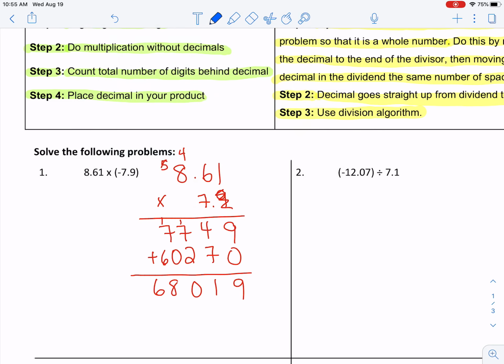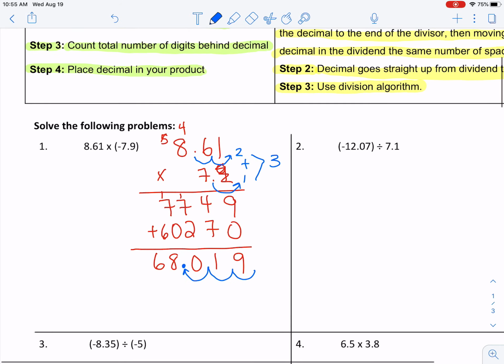Now I'm going to use a different color to represent how I'm going to place my decimal point. Step number 3, we need to count the total number of digits behind the decimal, which is to the right. That's 2 places right there. That's 1 place right there. Add those 2 numbers up, and we have 3 places. Now we're going to use those 3 places, come all the way down, and use it on our answer. But now we have to move it to the left. So our decimal point goes right here.